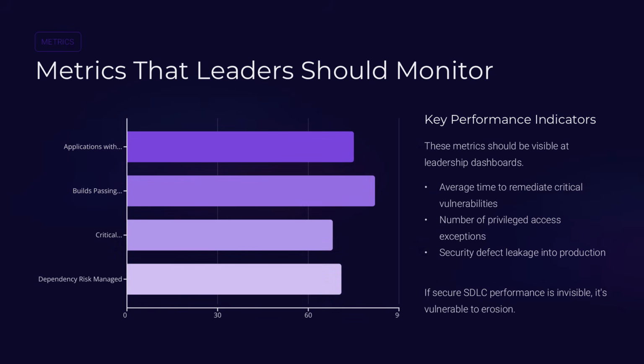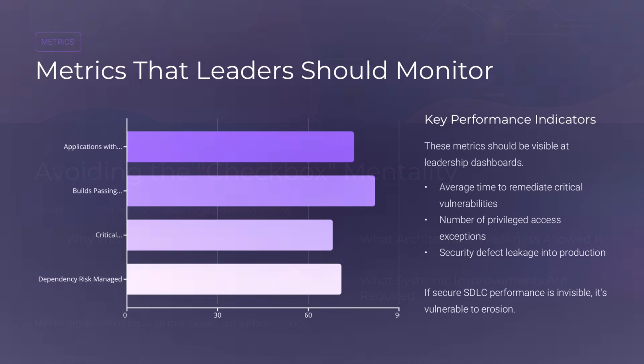If you are serious about secure SDLC, you must monitor performance. Key metrics include percentage of applications with threat models, average time to remediate critical vulnerabilities, percentage of builds passing security gates, number of privileged access exceptions, dependency risk trends over time, security defect leakage into production. These metrics should be visible at leadership dashboards. If secure SDLC performance is invisible, it is vulnerable to erosion.